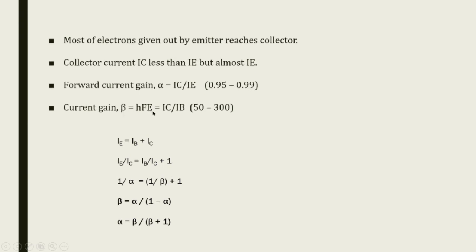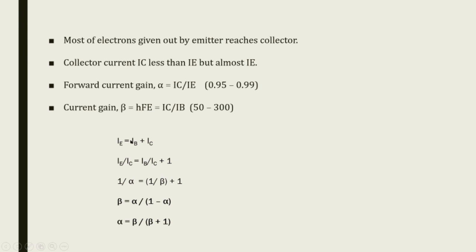Another one is the current gain beta, or HFE. Beta is defined as IC divided by IB, collector current divided by base current. In the normal case IC is very much greater than IB, so this beta current gain will be around 50 to 300. Also, in the case of a power BJT, due to the higher emitter and collector doping, this beta factor will be less than that of a normal BJT. We saw that earlier. The total current I is equal to IB plus IC, as we know.